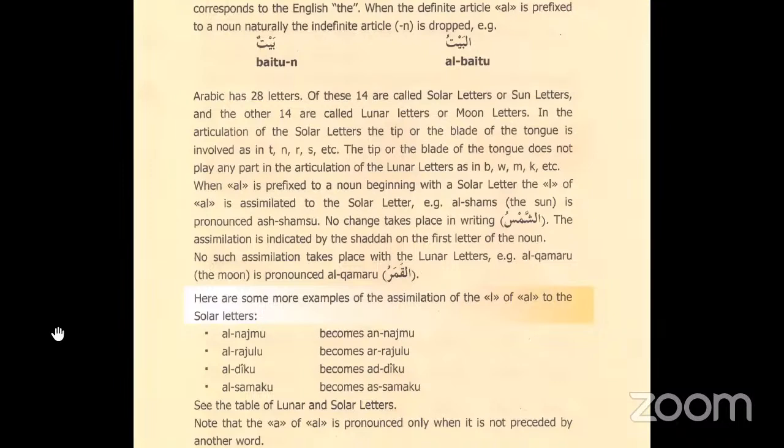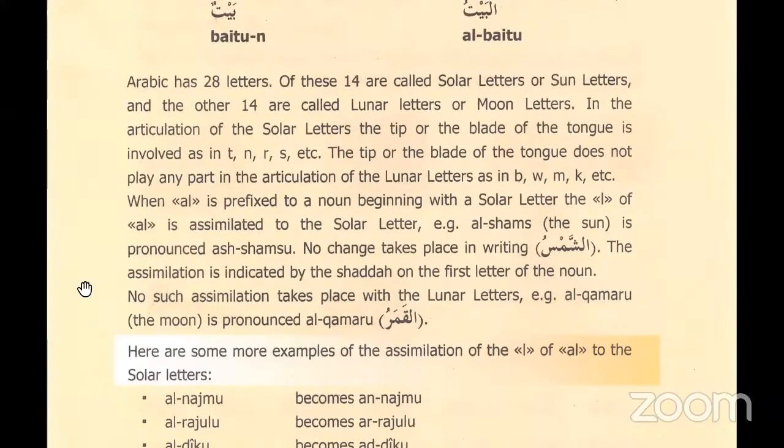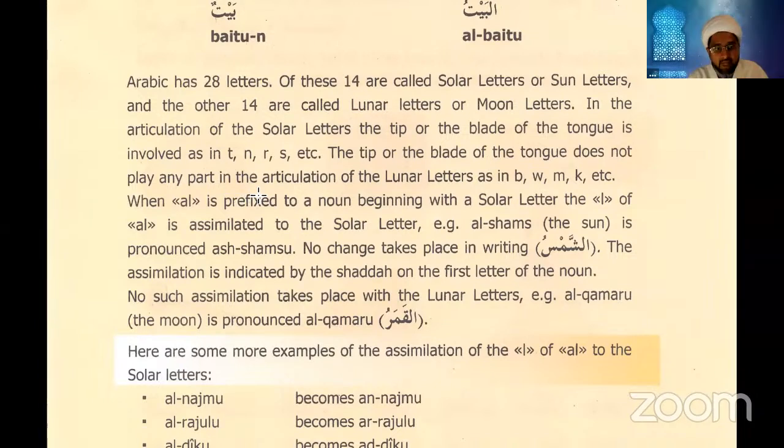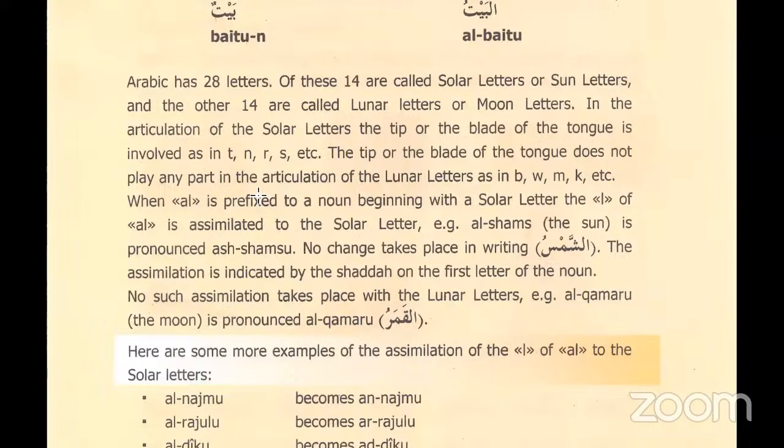Arabic has 28 letters. Of these, 14 are called solar letters or sun letters, and the other 14 are called lunar letters or moon letters. In the articulation of the solar letters, the tip of the blade of the tongue is involved, as in T, N, R, S, etc. The tip of the blade of the tongue does not play any part in the articulation of the lunar letters, as in B, W, M, K, etc.